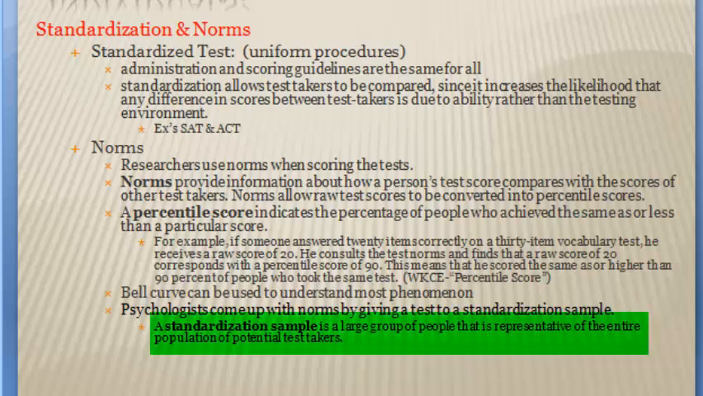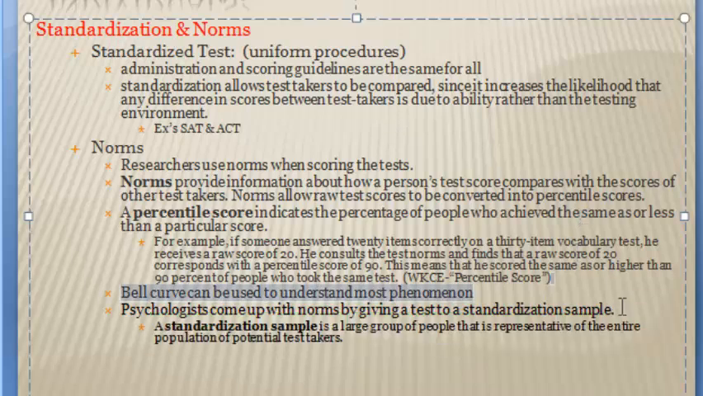And then you're going to get a percentile score. So you can kind of see the example down here. It says, for example, if someone answered 20 items correctly in a 30-item test, their raw score is 20. You consult the test norms and you find that a raw score of 20 corresponds with a percentile score of 90. This means that you scored the same or higher than 90% of people who took the same test. So that can help you understand something like the WKCE, where you get a percentile score back.